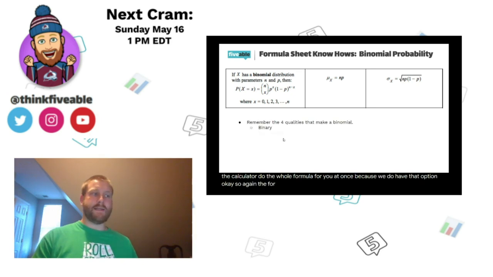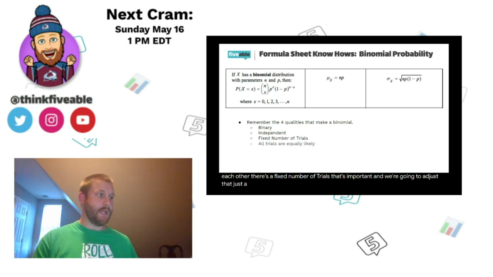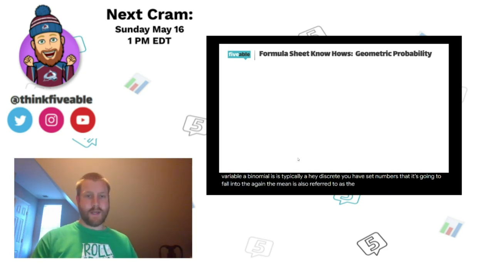Okay, so again, the four qualities. We already mentioned those: binary, independent of each other. There's a fixed number of trials. That's important, and we're going to adjust that in just a second. And all trials are equally likely. Okay, if those four are met, then you have a probability distribution for a particular random variable, particularly a discrete random variable. So a normal curve is a continuous random variable. A binomial is typically discrete. You have set numbers that it's going to fall into. Again, the mean is also referred to as the expected value.